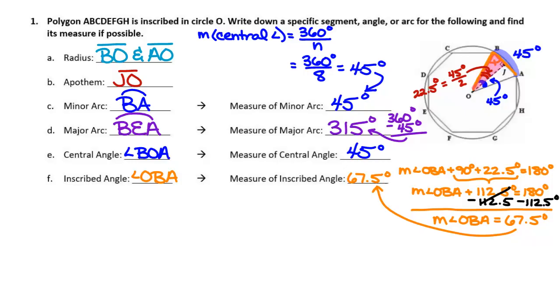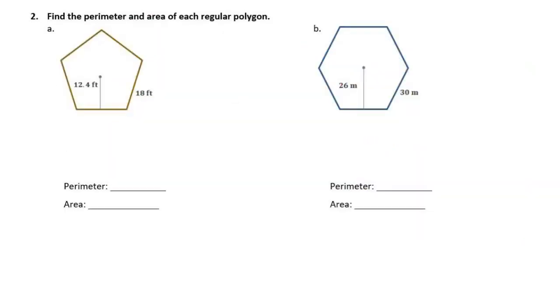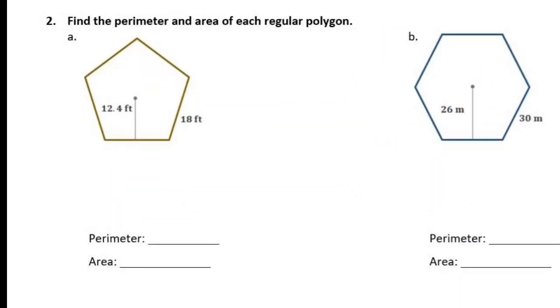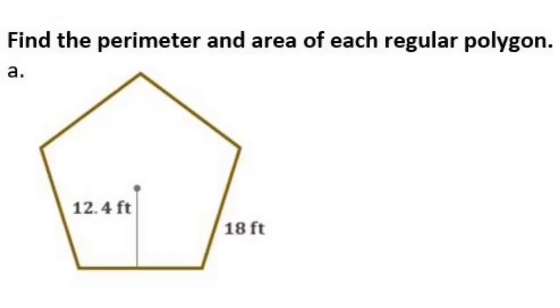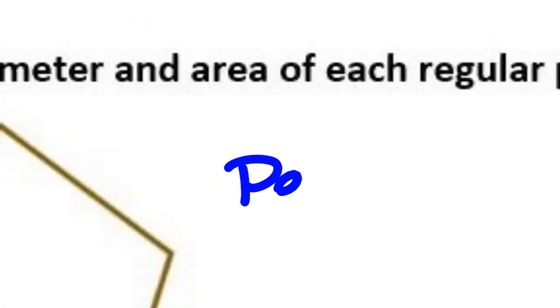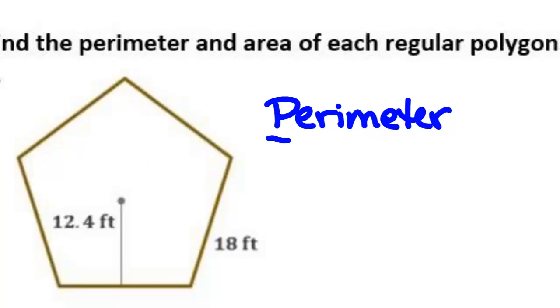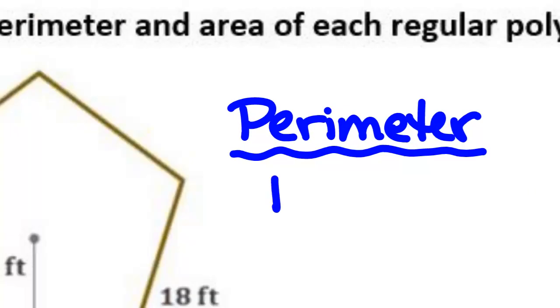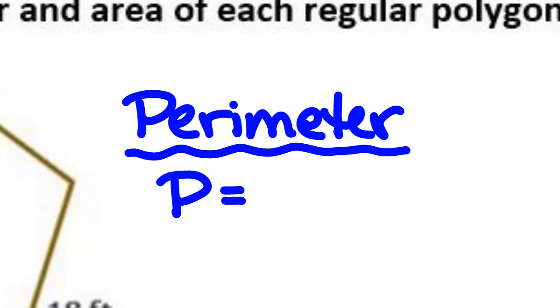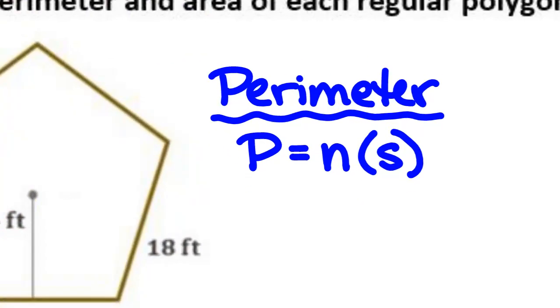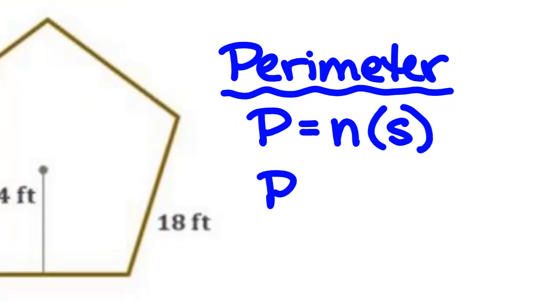Let's look down at number 2 next. Number 2 has two pieces, a part A and a part B. We're supposed to find the perimeter and the area of each regular polygon. Well, the perimeter, we wrote down a formula for that. The perimeter is equal to the number of sides times the length of each side. How many sides do we have in this picture? 5 sides.